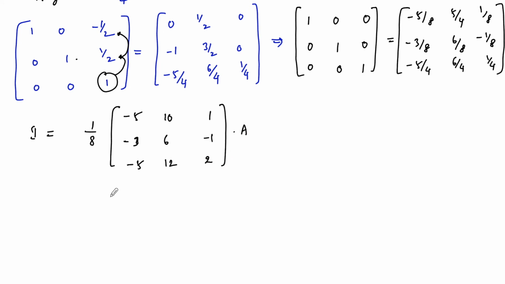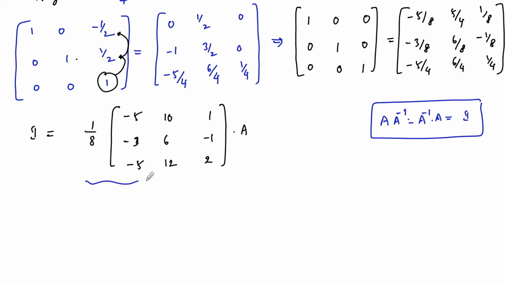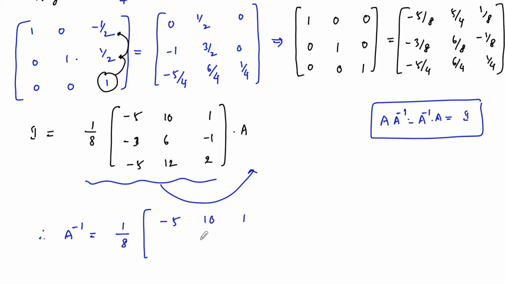So into A, which indicates that since we know the property A into A inverse or A inverse into A is equal to an identity matrix, we can just consider this is the inverse of matrix A. So therefore A inverse is equal to 1 upon 8 times of minus 5, 10, 1, minus 3, 6 and minus 1, minus 5, 12 and 2.